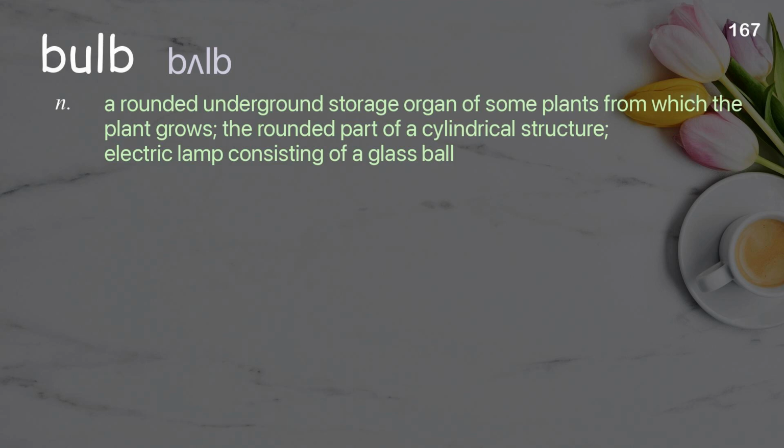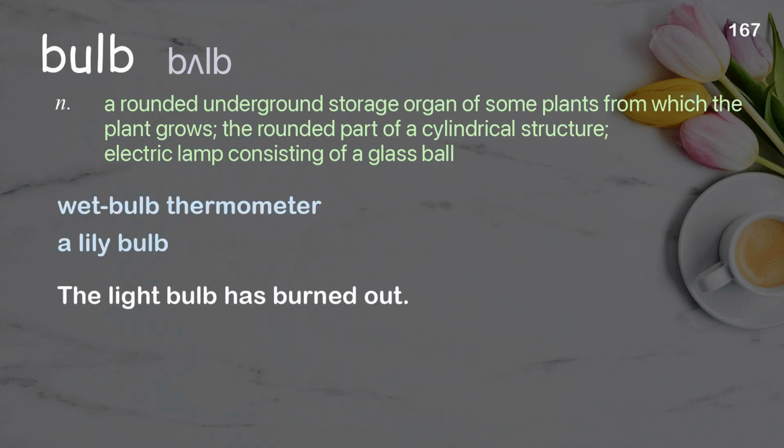Bulb. A rounded underground storage organ of some plants from which the plant grows, the rounded part of a cylindrical structure, an electric lamp consisting of a glass ball. Examples: Wet bulb thermometer. A lily bulb. The light bulb has burned out.